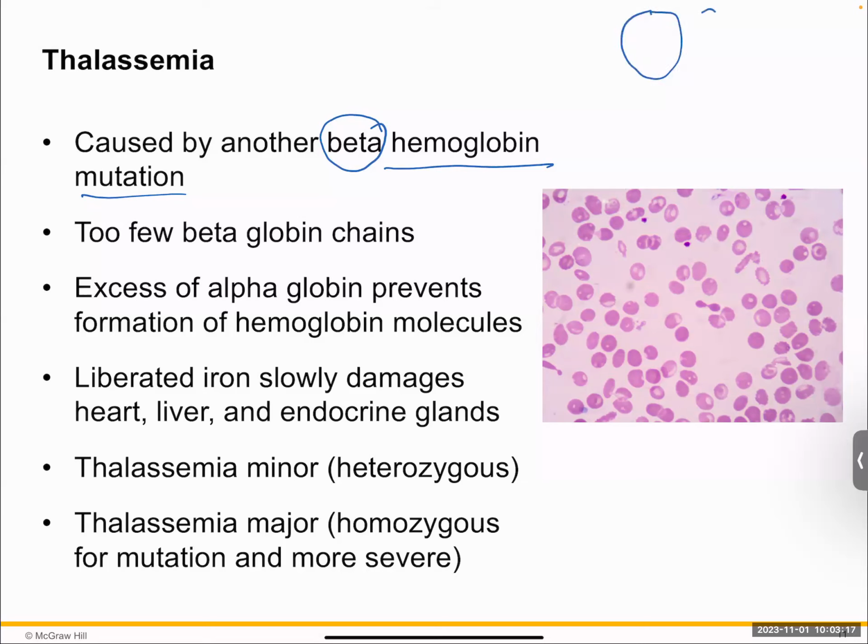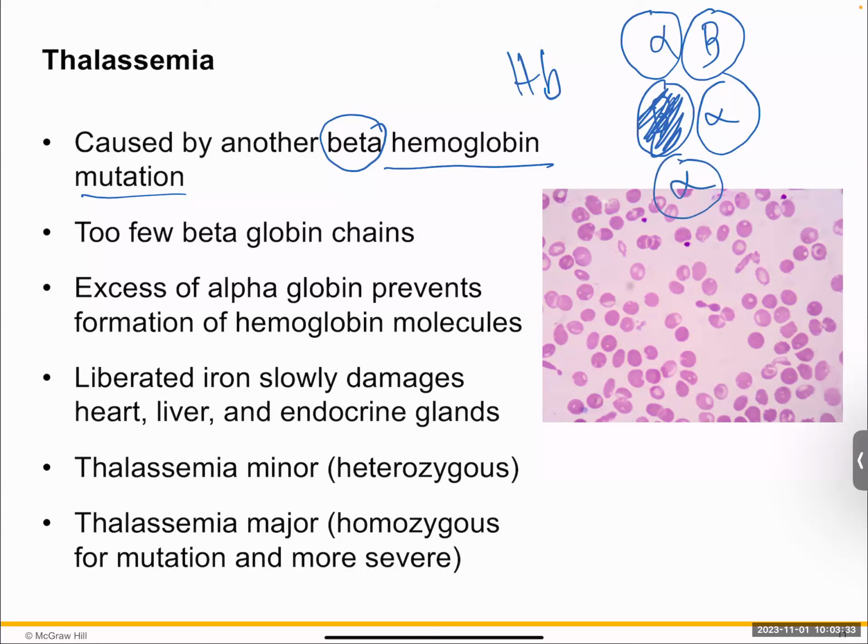If you're looking at a hemoglobin protein as a whole, this is what I'm drawing, a hemoglobin. You have 2 alpha chains and 2 beta chains. If you have thalassemia, you won't have as many beta chains, rather you have an excess of alpha. So now you have, let's say, 3 alphas and 1 beta for every hemoglobin. This excess in the alpha globin prevents the formation of proper hemoglobin molecules because it's not what it's supposed to be.